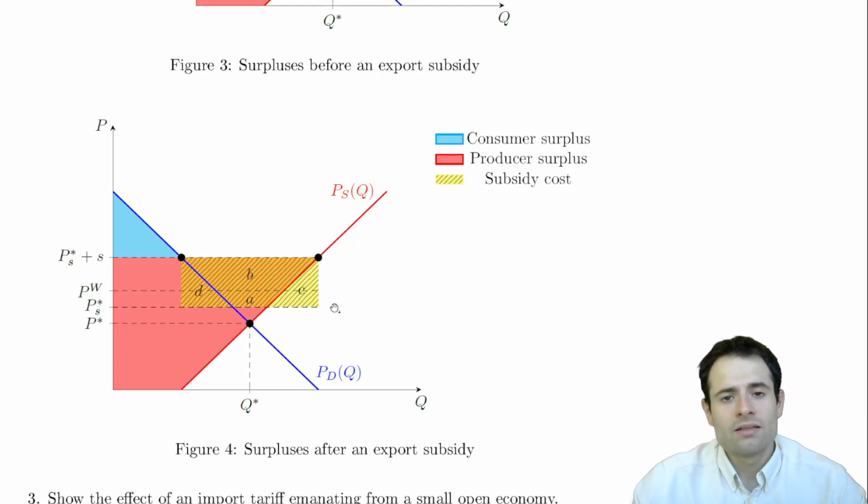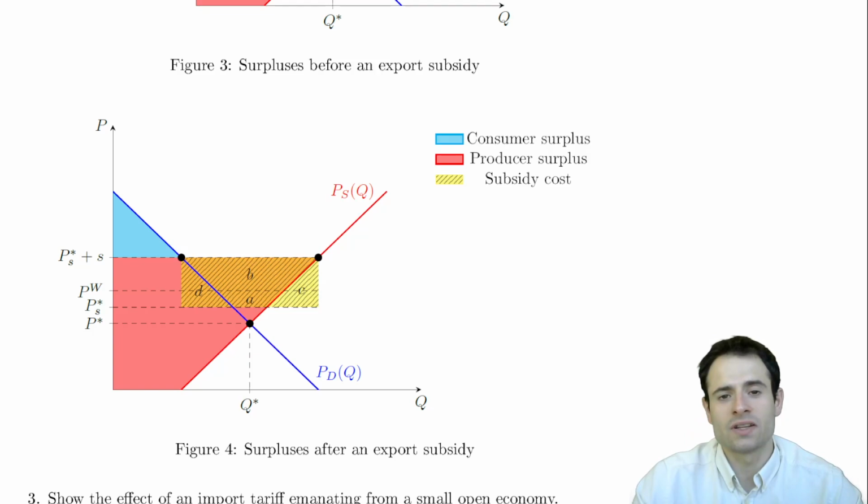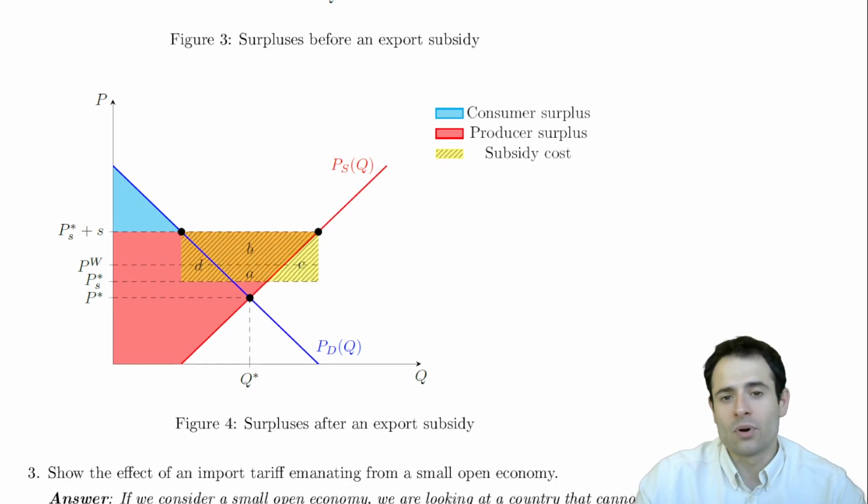Note that here there is no ambiguous effect. An export subsidy will unambiguously lead to a deadweight loss. In the lecture we saw that an import tariff might have a positive impact, a positive net increase in surplus, but that's not necessarily the case. But an export subsidy unambiguously leads to a deadweight loss. This is one of the reasons you do not see a lot of export subsidies, but you still see import tariffs.